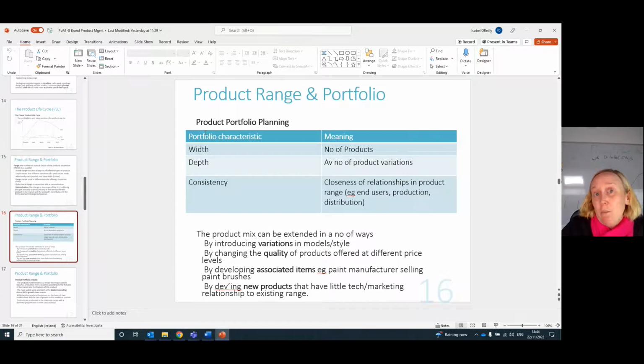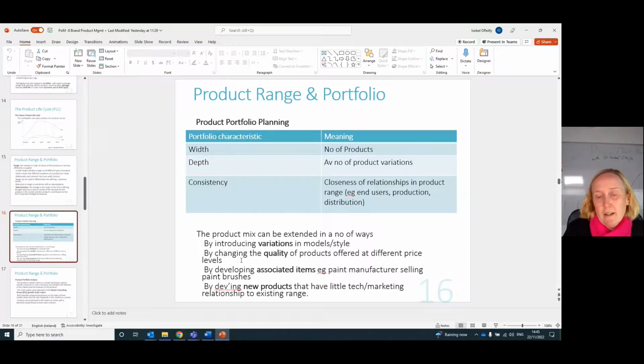So product portfolio planning then. So we've mentioned width of your range and depth. So the width specifically is the number of products, and the depth is the average number of product variations. So for each product, how many different variations. So the product mix can be extended in a number of ways. We can introduce variations in models or style. We can change the quality of products offered at different price levels. So in a supermarket, sometimes you see a value range or a premium range of their own brand goods. So that's a difference in quality level.